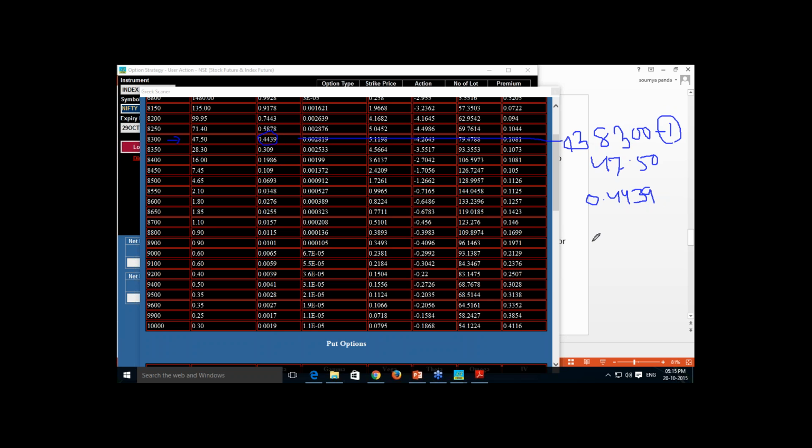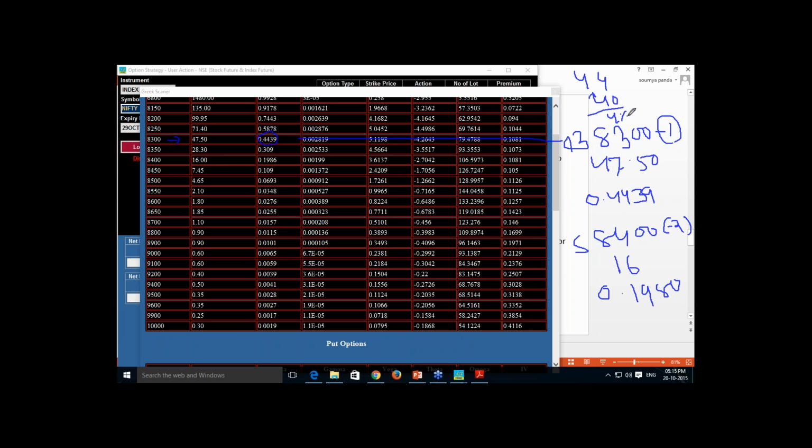So after buying this, I sell the 8,400 call option, two lots, which is quoting at a price of 16 rupees. So I am selling two lots at 16 rupees, and that delta comes to 19.1986 each. So by this process my net delta has become 44% minus approximately 40%. So I have reduced this delta to 4%.